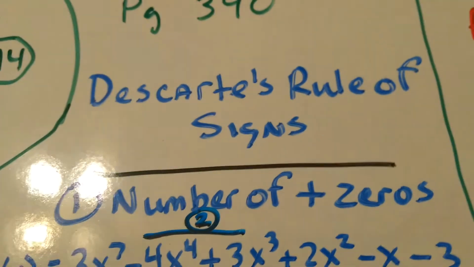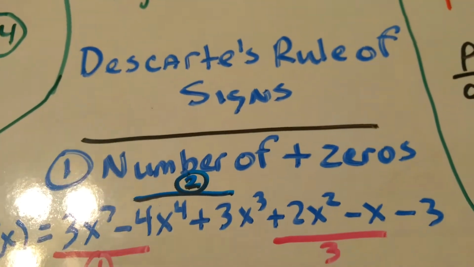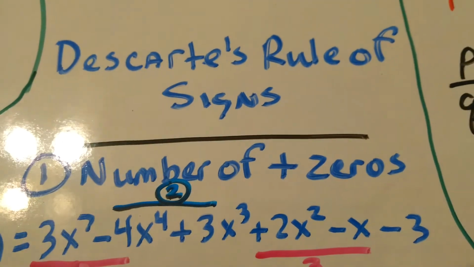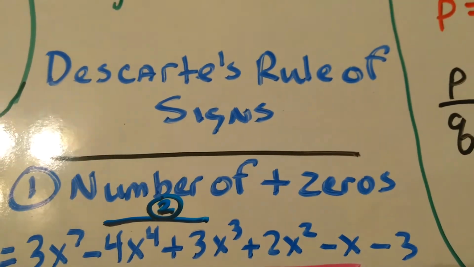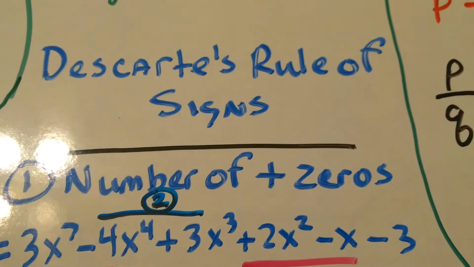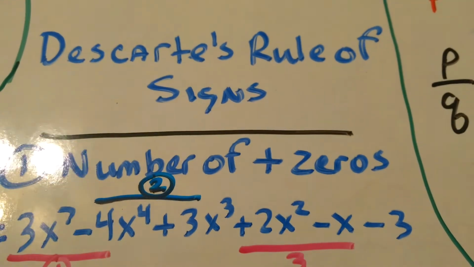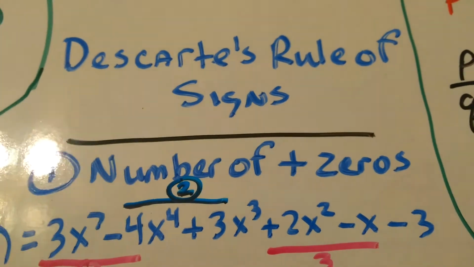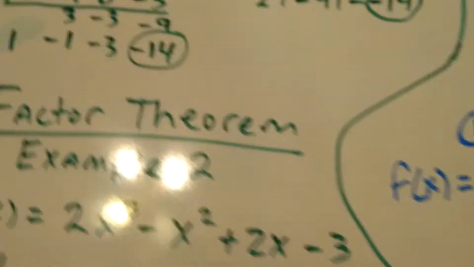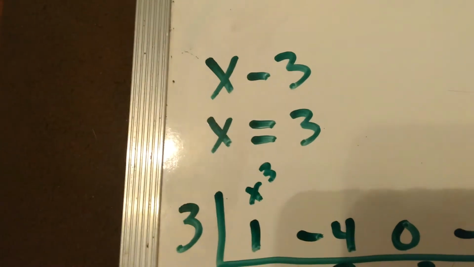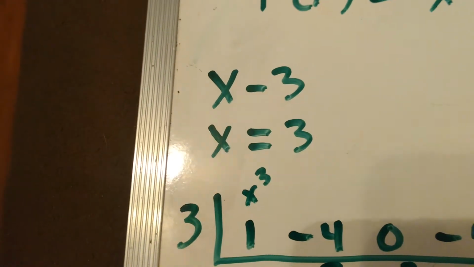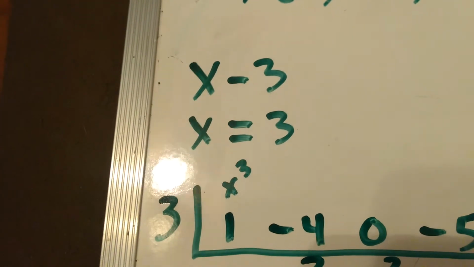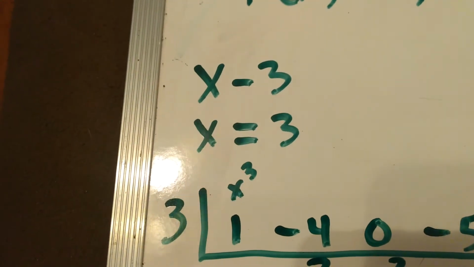Then we come to what's called Descartes' rule of signs. What Descartes' rule of signs does is tell us the potential for positive zeros or negative zeros. Okay? Now, a positive zero would be a negative factor. A negative zero would be a positive factor. Does everybody understand?